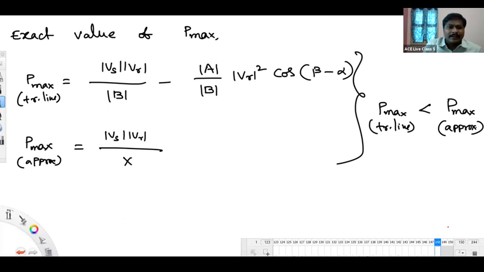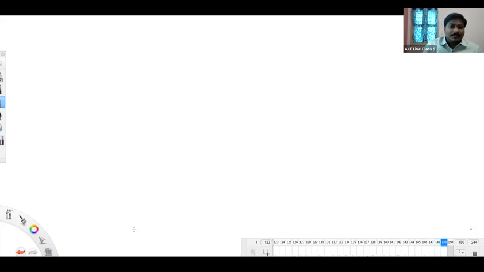So in recent years' examinations of GATE, they have asked about this comparison. Okay, I will give one more problem to you, in a similar way, as a small extension for the previous one. I am giving one more problem.